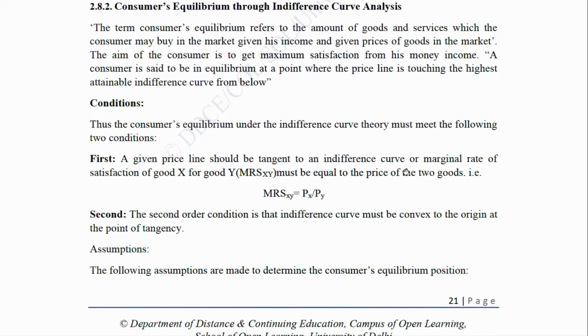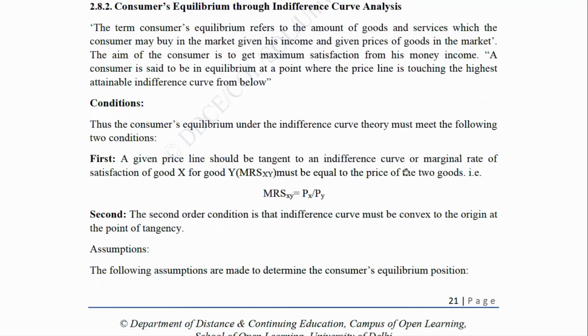2.8.2 Consumer's equilibrium through indifference curve analysis. The term consumer's equilibrium refers to the amount of goods and services which the consumer may buy in the market given his income and given prices of goods in the market. The aim of the consumer is to get maximum satisfaction from his money income. A consumer is said to be in equilibrium at a point where the price line is touching the highest attainable indifference curve from below. Conditions.